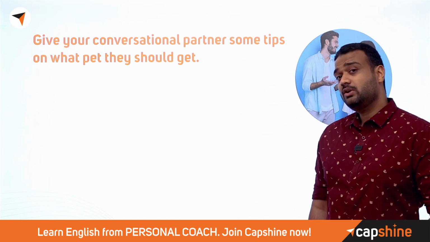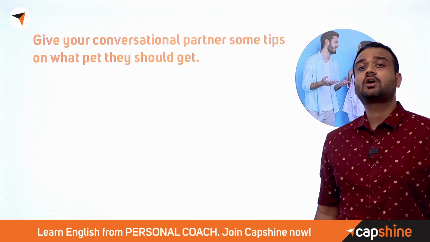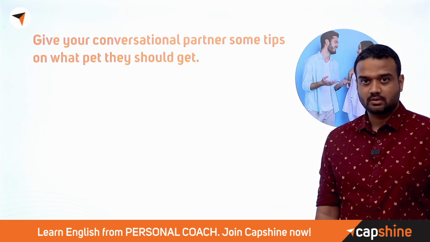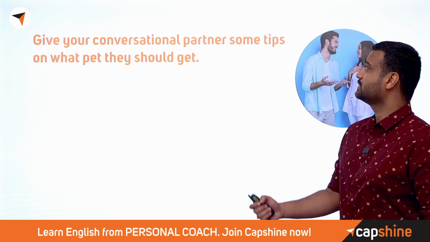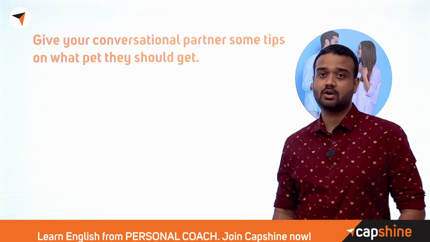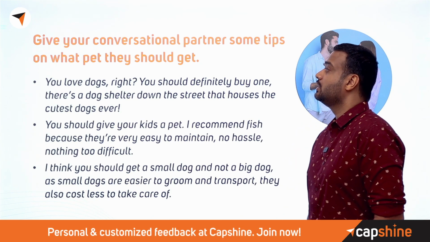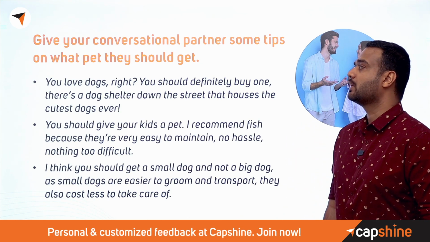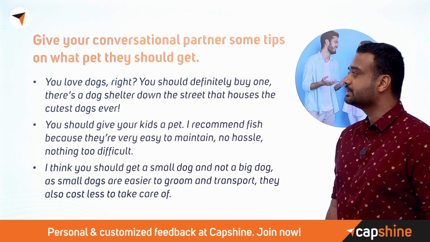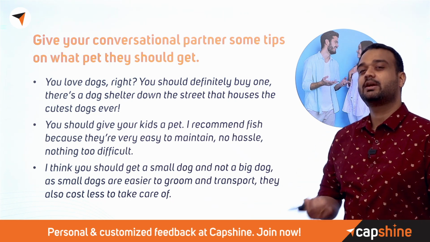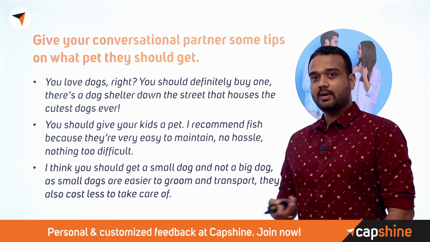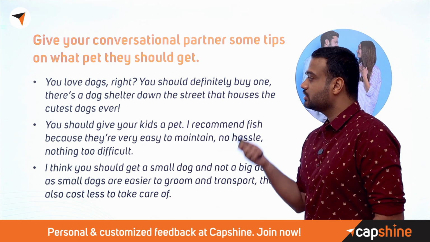So when you have your talk time, or when you're having a discussion with someone about pets, give your conversational partner some tips on what pets they should get. That's a great add-on to the conversation as well. So you love dogs, right? You should definitely buy one. There's a dog shelter down the street that houses the cutest dogs ever. So not only are you suggesting that they should adopt, you're also saying how they can get started with having a pet dog.